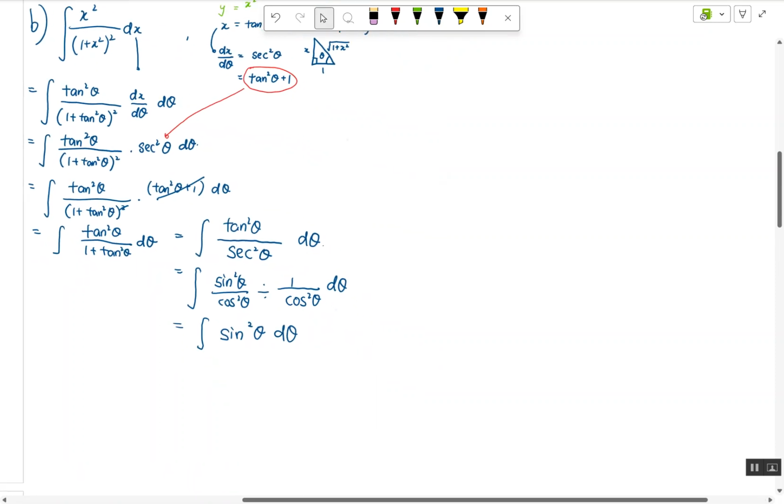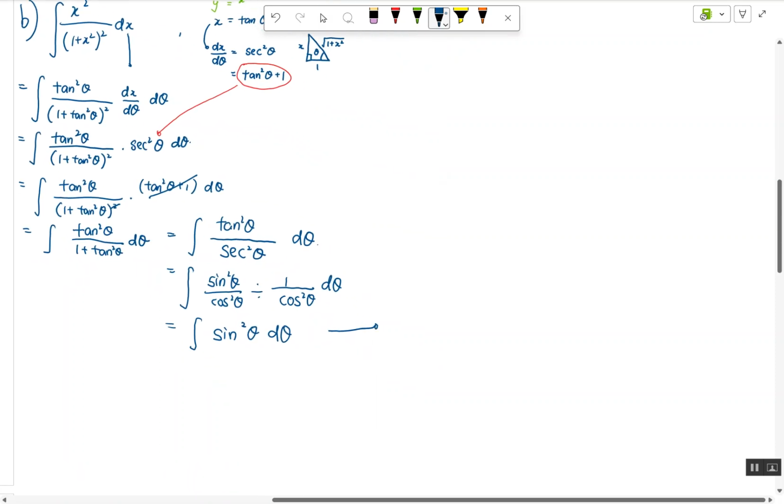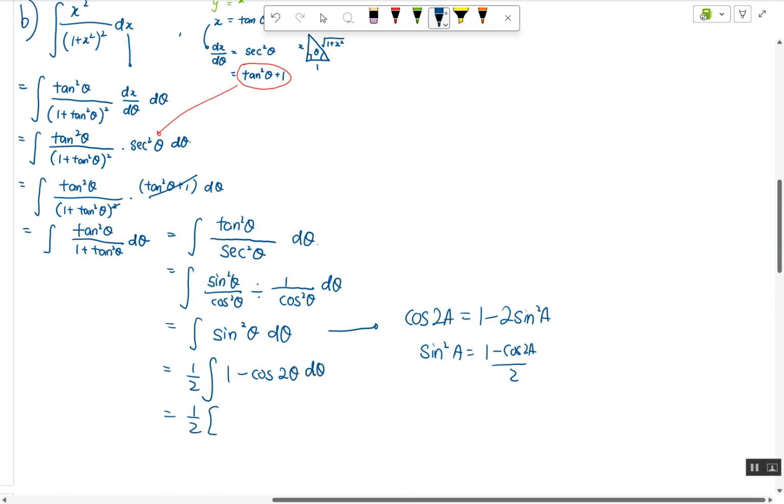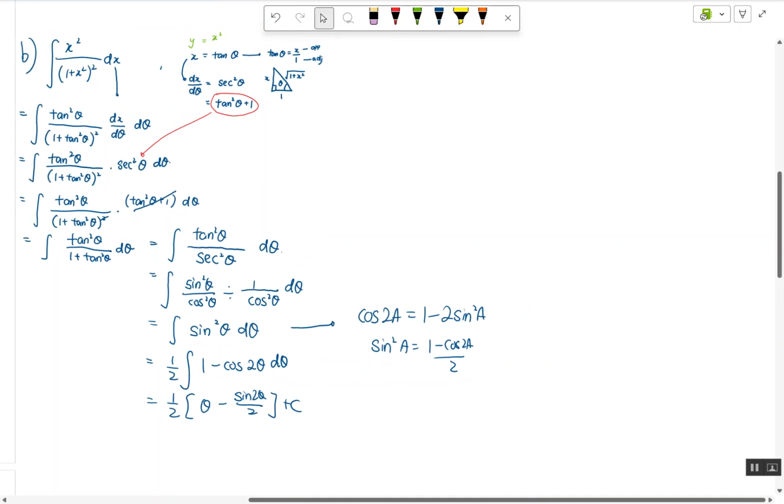And when you need to integrate sine square, what must you think of? If you don't know that right now, please review my video on integration involving trigo. You must think of the cosine double angle formula. So sine square A is equal to (1 minus cos 2A) over 2. So this is half the integral of 1 minus cos 2 theta d theta, which is half of theta minus sine 2 theta over 2, plus C. Remember to put it back.